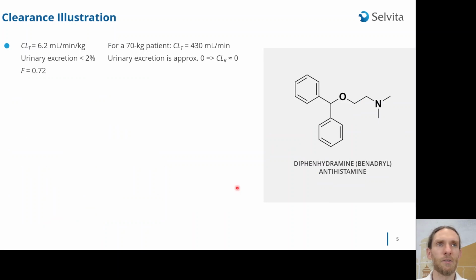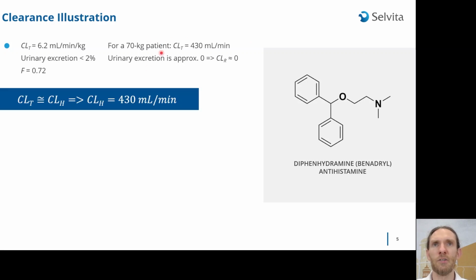The subject of today's presentation of our calculations will be Benadryl, diphenhydramine, which is a quite well-known antihistamine drug. The total clearance for Benadryl is 6.2 milliliters per minute per kilogram. Urinary excretion is below 2%, and the bioavailability is 72%. With such low urinary excretion, we can safely approximate urinary excretion of Benadryl to be zero. And for the 70 kilo patient, the total clearance will be 430 milliliters per minute.